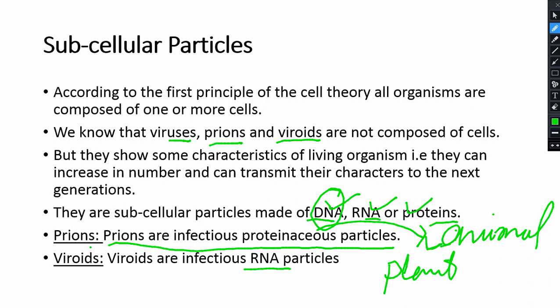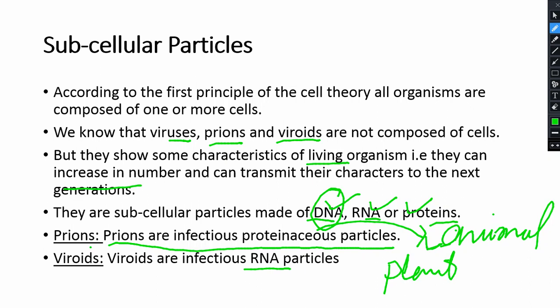So in simple words, subcellular particles are those particles that are not composed of cells, but they have the characteristics of living organisms. How? Because they can increase their number. Viruses can increase their number inside the host. Prions and viroids can also increase their number once they are inside the host. So they have the characteristics of living organisms, but they are not made up of cells. So they are acellular.